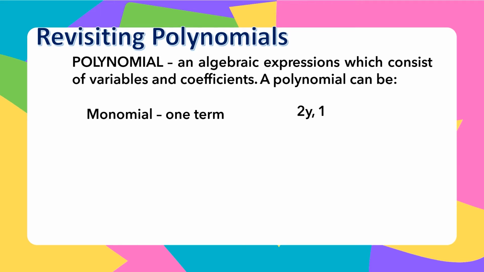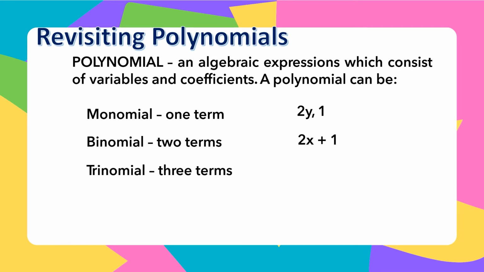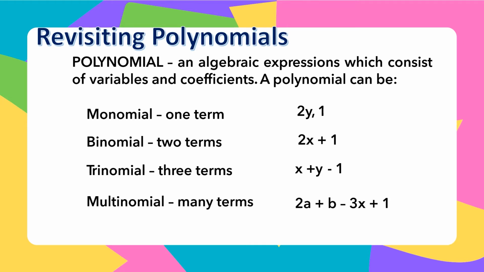A polynomial can also be a binomial, or two terms. An example of this is 2x + 1. A polynomial can be a trinomial, or a polynomial with three terms. This is an example of a trinomial: x + y - 1. It can also be a multinomial, or many terms. 2a + b - 3x + 1 is an example of a multinomial.